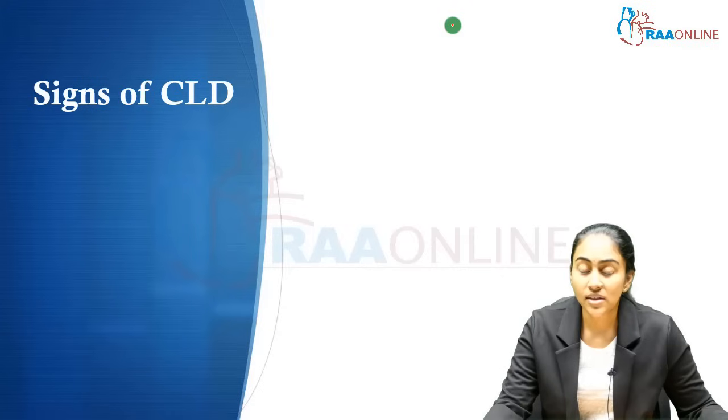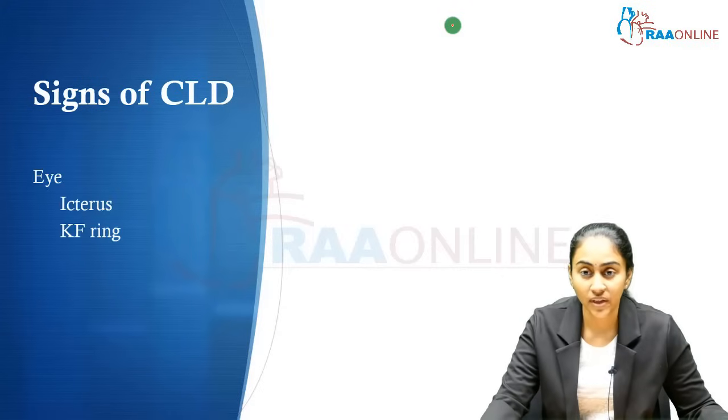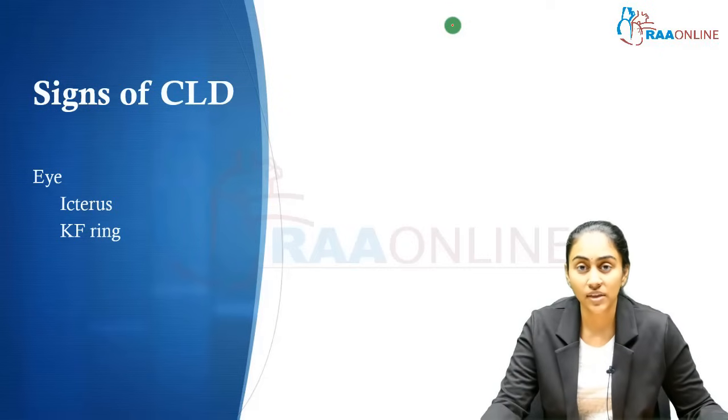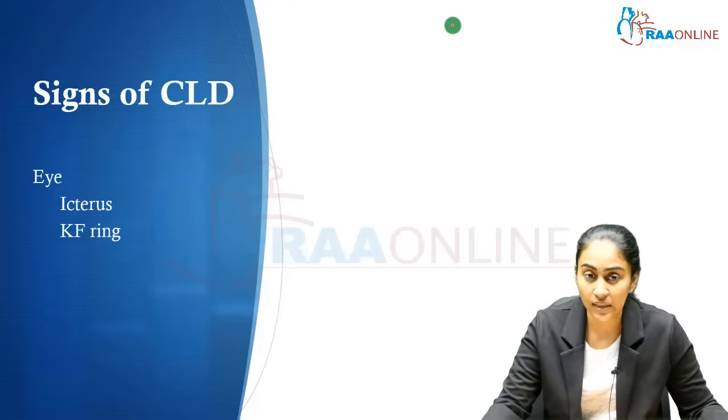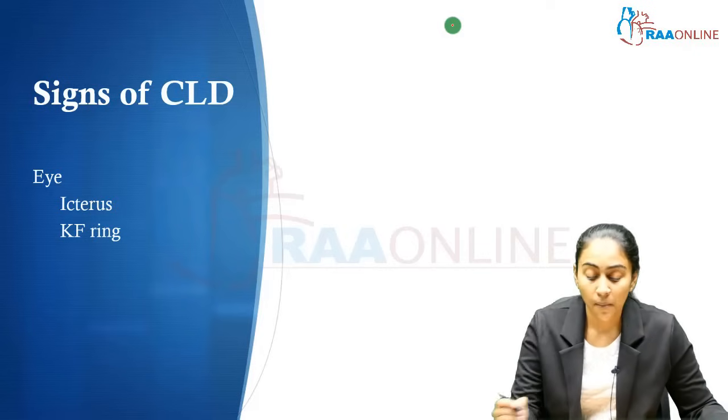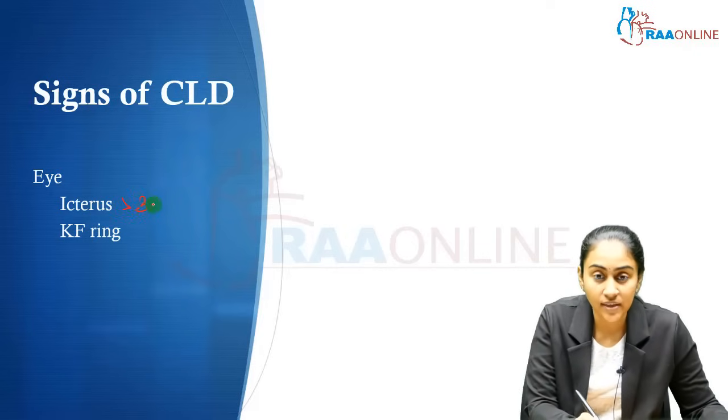Now, what are the signs of a patient with chronic liver disease? Going from head to foot, in the eye, we have icterus. Icterus is commonly observed in the bulbar conjunctiva over the sclera, and icterus is usually clinically significant when the total bilirubin levels increase beyond 3 mg per deciliter. That's when you're able to appreciate the scleral icterus.